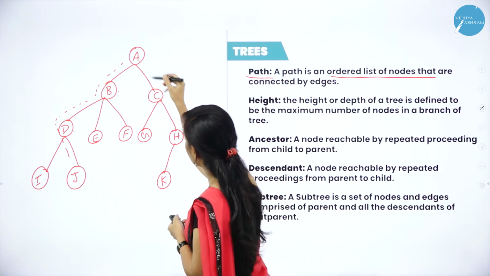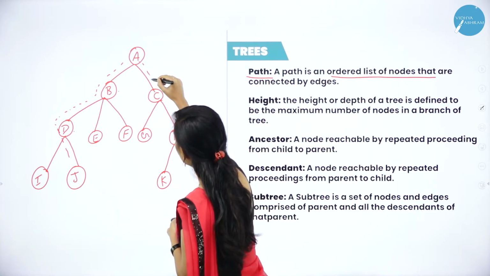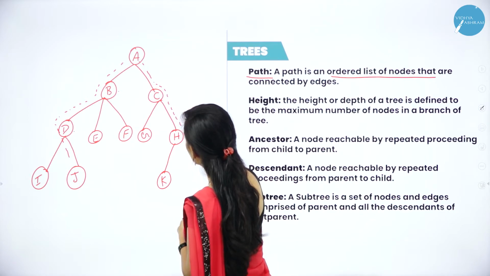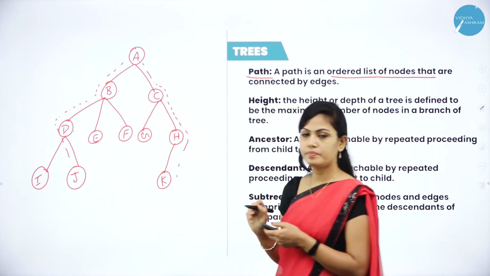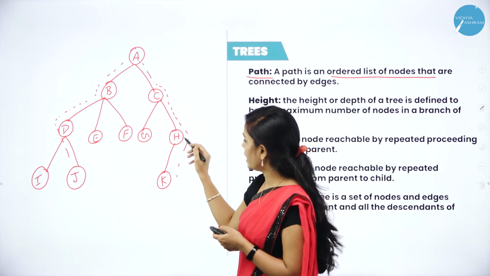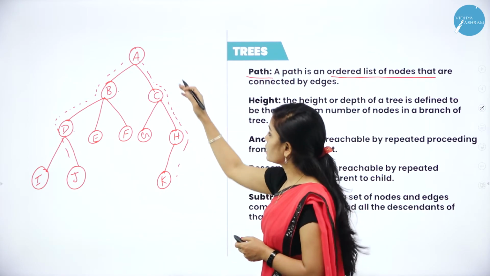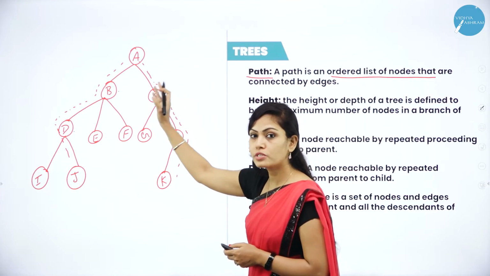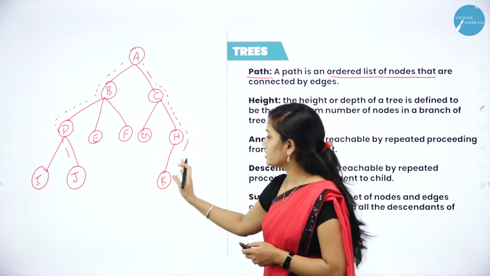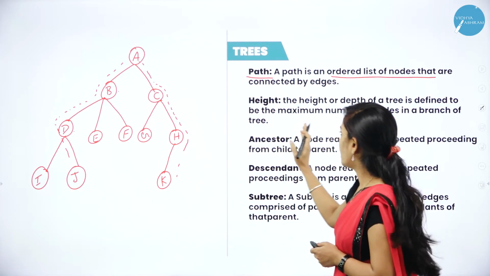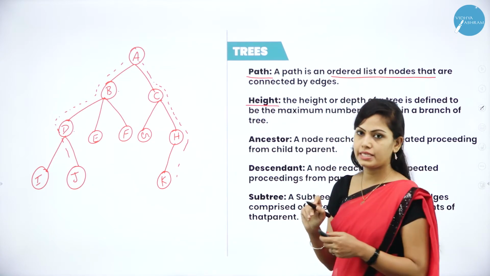And what is the path of K? A, C, H and K. This is the path of K node. Path means a sequence of consecutive nodes from source to destination edges. This is called path. And next we have height.